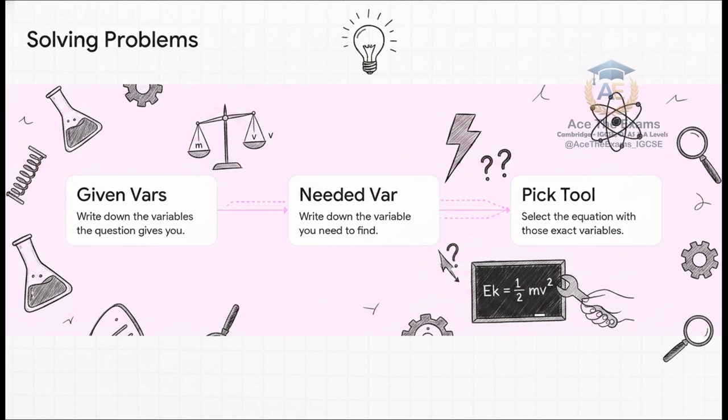Step 1. Write down the variables the question explicitly gives you. Let's say you have a mass and a speed. Step 2. Write down the specific variable you need to find. Maybe the question asks for kinetic energy. Step 3. Look at your newly organized mental toolkit and select the equation that contains exactly those variables. In this specific case, delta Ek equals 1/2 mv squared. It's like fitting a key into a lock. This logical step-by-step path prevents you from guessing and leads you to the right formula every single time.